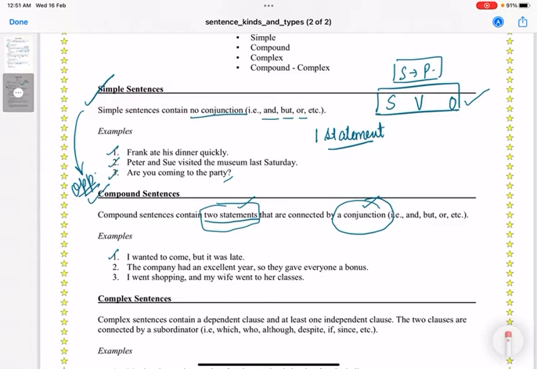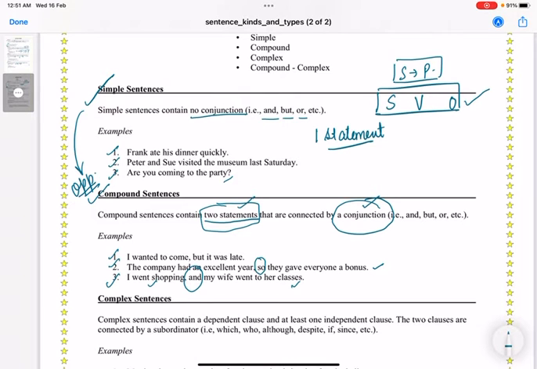All right. Now moving on. Next one is: The company had an excellent year, so they gave everyone a bonus. Now similarly, so is the conjunction over here. The company had an excellent year is our first statement and they gave everyone a bonus is our second statement. I went shopping and my wife went to her classes. So and is the conjunction over here and we have the respective two statements.